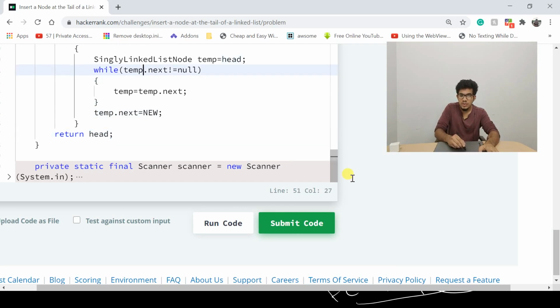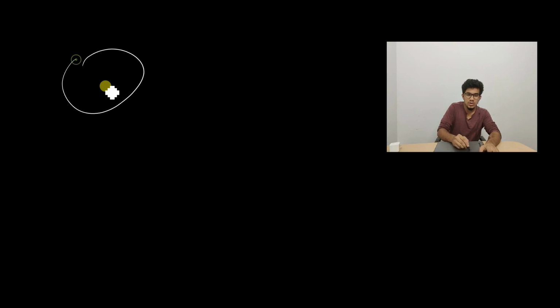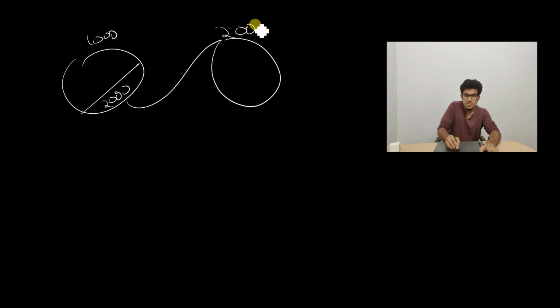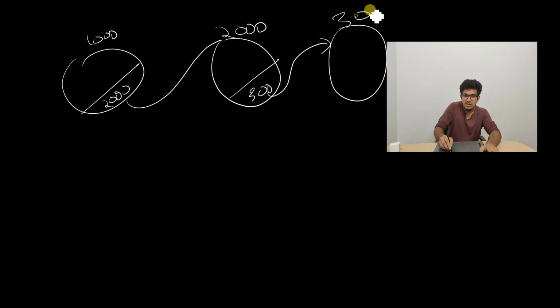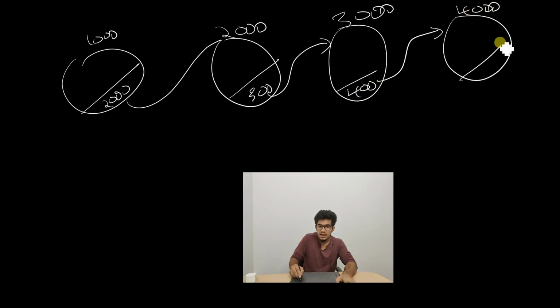What is this while loop responsible for? This while loop is responsible for finding the last node. How? It is like this. Imagine you have a node here, and its address is 1000. This 2000 means it is connected to an object whose address is 2000, which is connected to an object whose address is 3000, then 4000. And it is connected to null, which means this is the last object. It is not connected to anything.